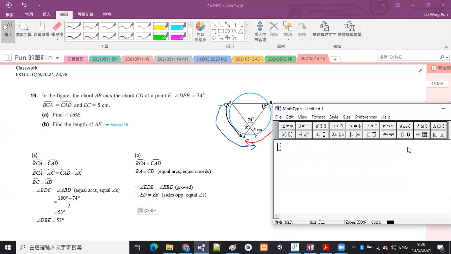You see this? So BA minus EB or BE should be equal to CD minus DE, that's ED. Okay, so the left hand side, the remaining part will be EA, and then right hand side, CD minus ED will be CE. Okay, and then therefore, AE or EA will be equal to 5 cm.